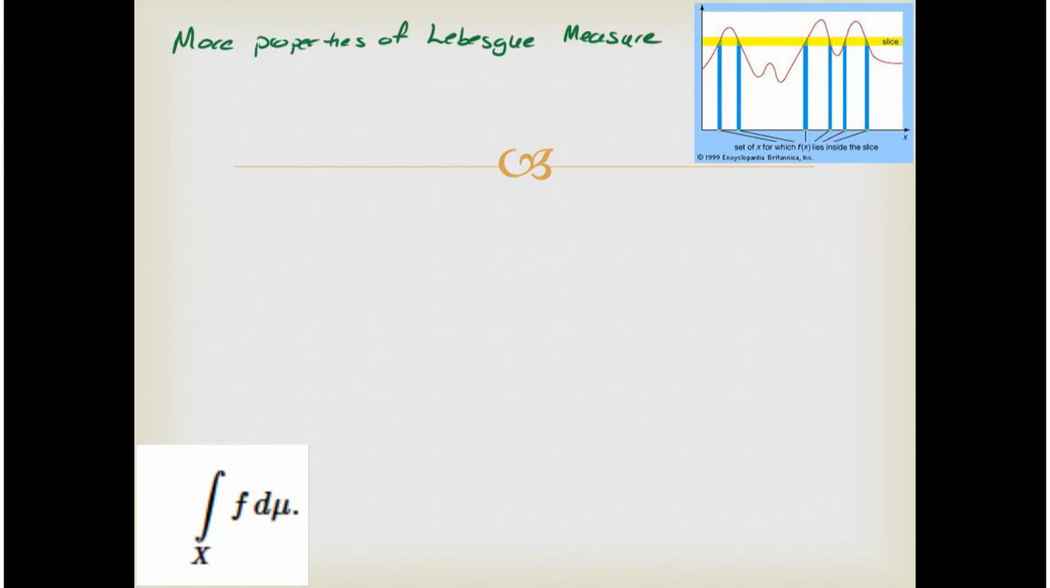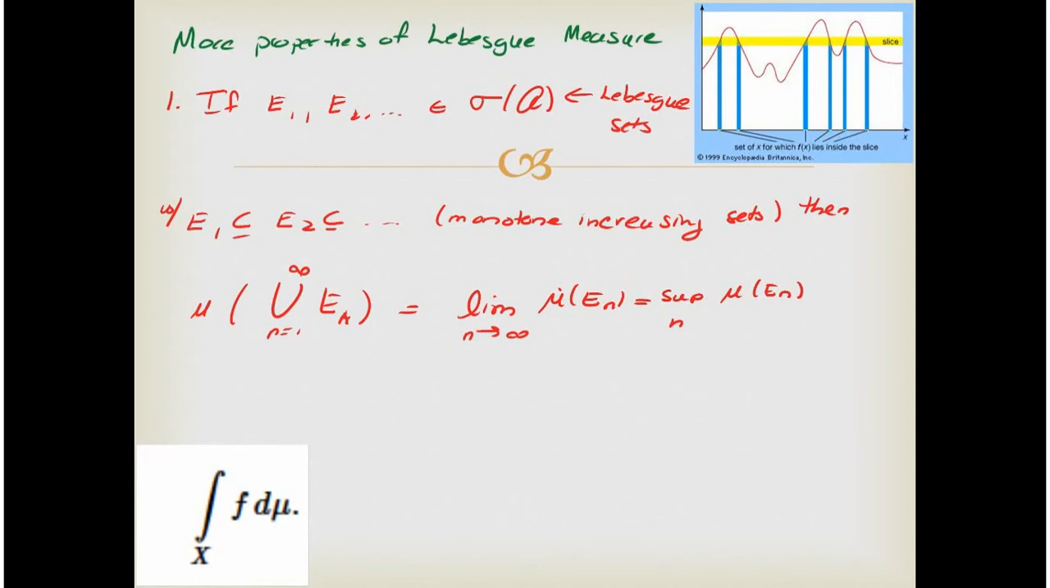Some more properties of Lebesgue measure. These are monotone properties. I'm actually setting us up for the monotone convergence theorem. And here's one: if I have a sequence of measurable sets, and I know that one is contained in the second, is contained in the third, they're monotone increasing sets, then the measure of the union is the same thing as the limit of the measures. And that's the same thing as the sup of the measures. So really, it turns out to be the largest, or in the limit, the largest of all the measures of these sets.